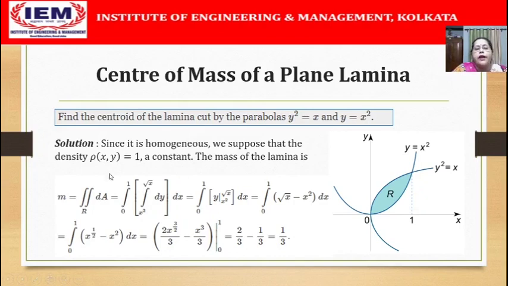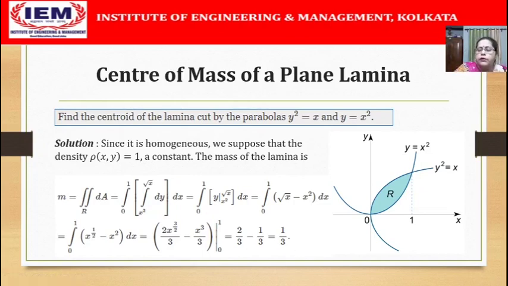So we now evaluate this integral. Now of course integral dy is just y, and as we put the limits from x square to root x, we get root x minus x square, and we integrate this with respect to x from 0 to 1. So as we integrate, what do we get? x to the power half gives us x to the power 3 by 2 divided by 3 by 2, minus x cubed by 3. We put the limits 0 to 1. So finally, the mass of the lamina is 1 by 3.